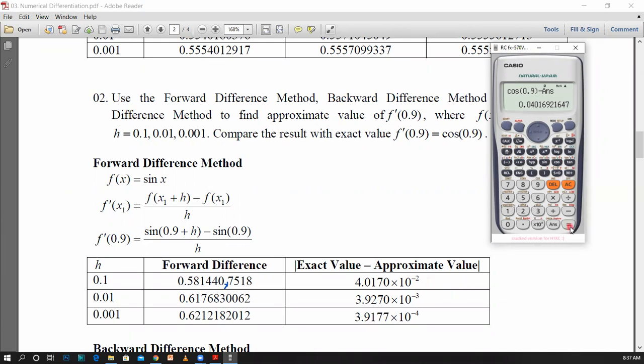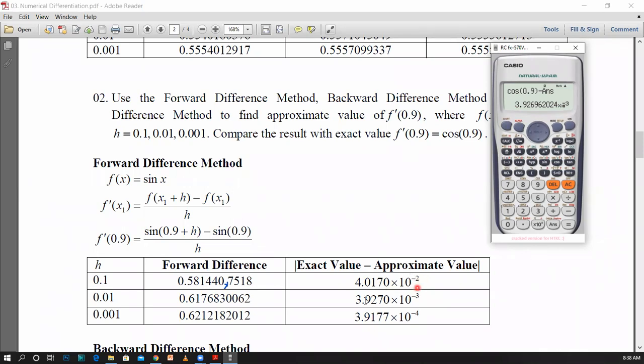Then we have to set the next h value, it is 0.001. Then the answer is 0.6. The value is 0.01. Then we can say that the answer obtained using the forward differencing technique is this. And then you have to compare the exact value with the approximate value. Here we can get it as 3.9270 times 10 to the power minus 3. Here I have just fixed the difference to 4 decimal places only. Therefore, with the significant figures, I have used this.